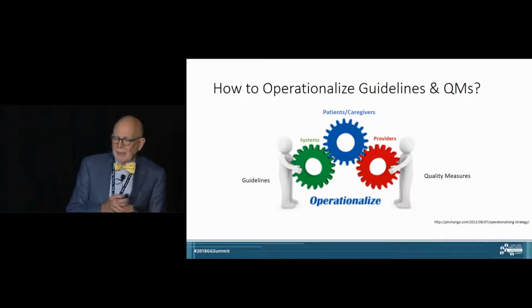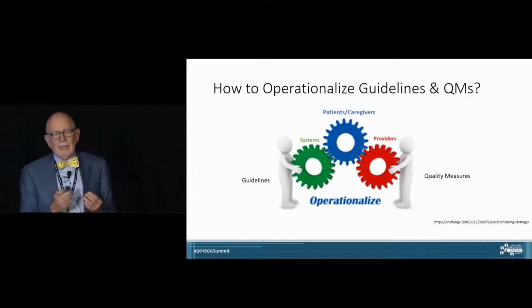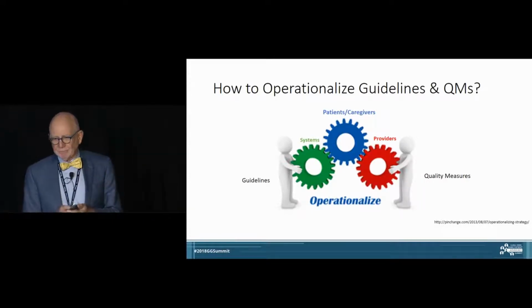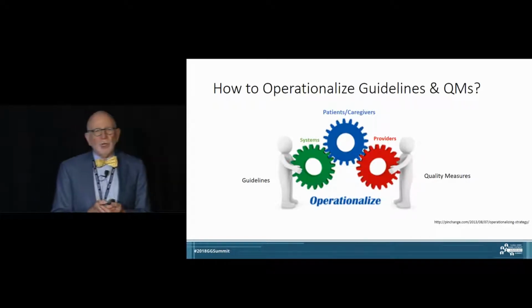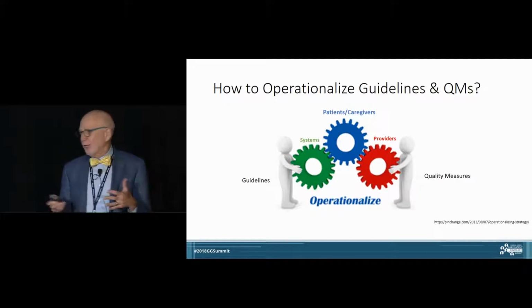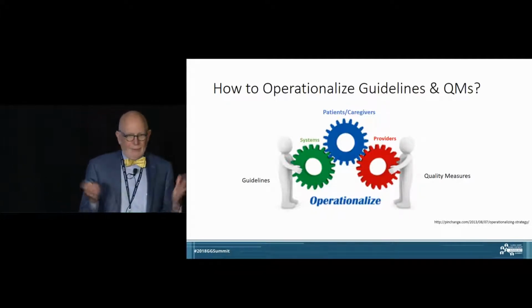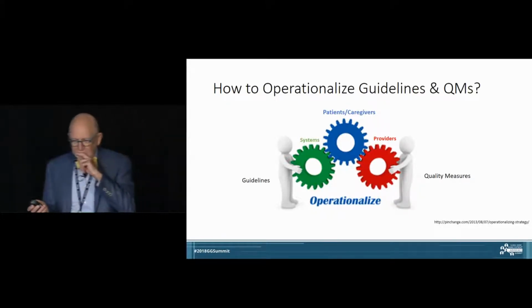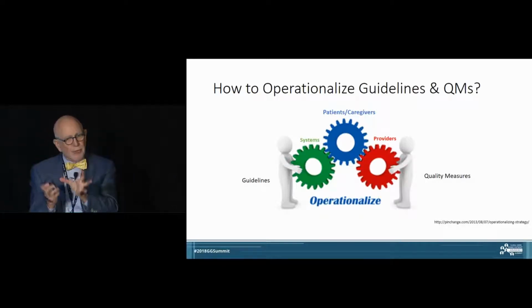So now you have guidelines and quality measures. How do you operationalize them? I didn't know about operations till about 10 years ago. I just thought if we just thought something, it would happen by magic. It doesn't work that way. And so how do we all interact to produce quality?